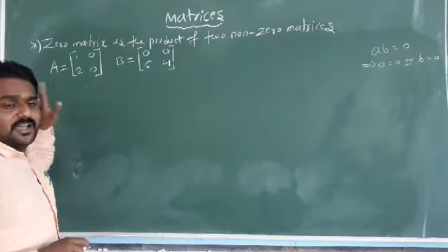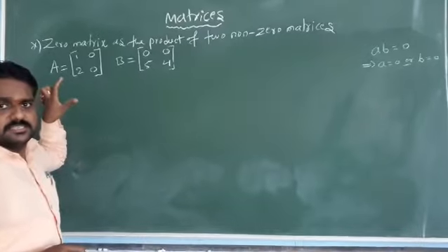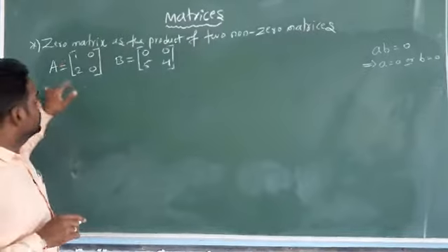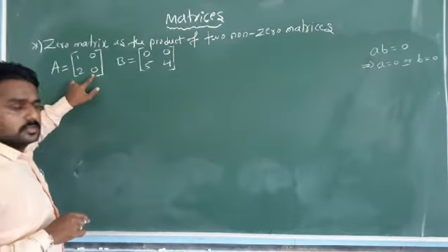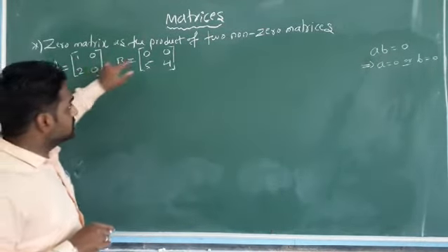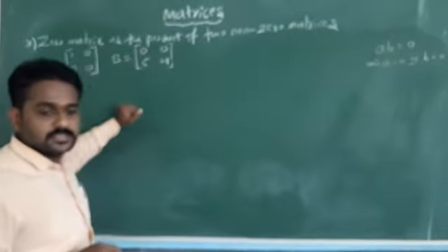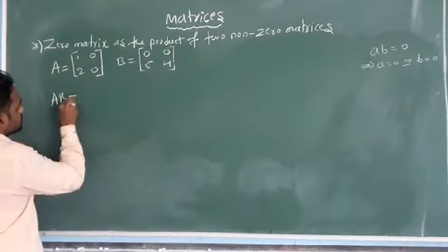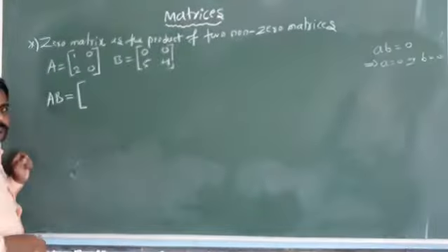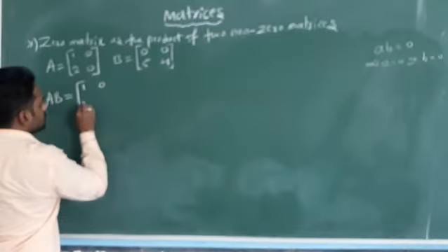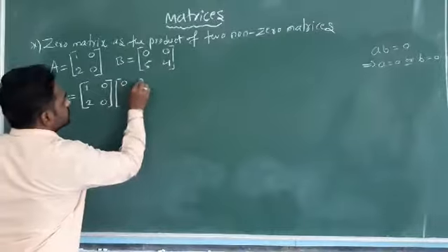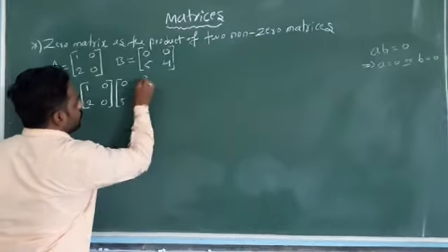A zero matrix means a matrix is said to be a zero matrix if all the entries are 0. Here, in [1 0; 2 0], two entries are non-zero quantities. [0 0; 5 4] is another non-zero matrix. Next, see the product AB, that is [1 0; 2 0] into the next matrix [0 0; 5 4].